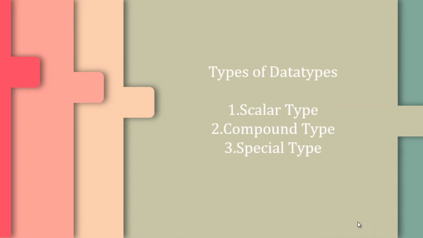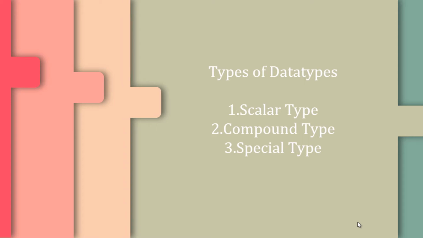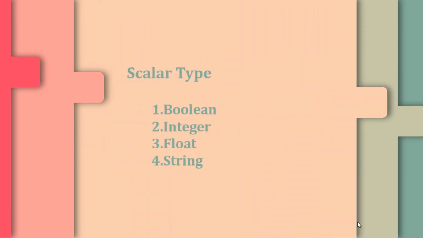PHP supports 8 primitive data types that can be categorized further into 3 types. First is scalar type, second is compound type, third is special type. Scalar data is data that only contains a single value. There are 4 scalar data types in PHP. First is boolean, second is integer, third is float, fourth is string.